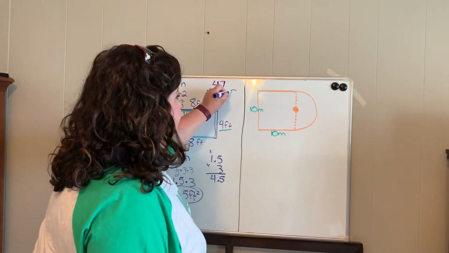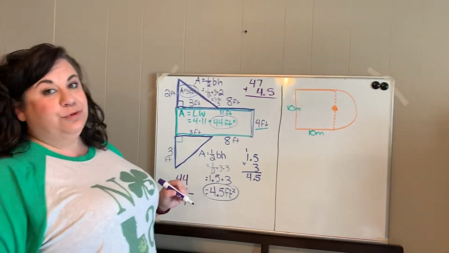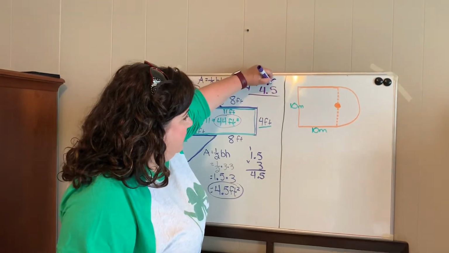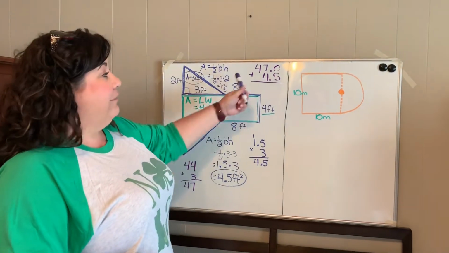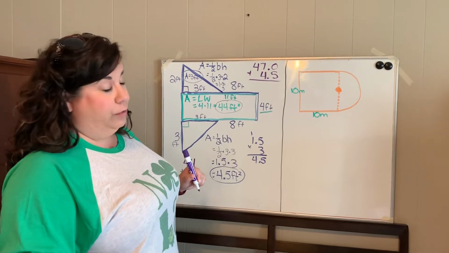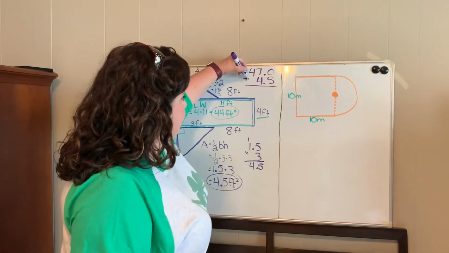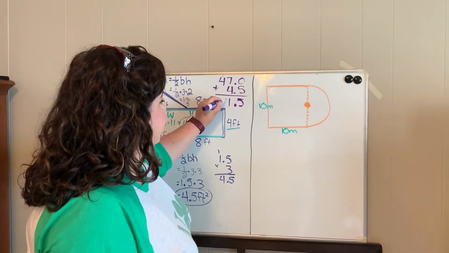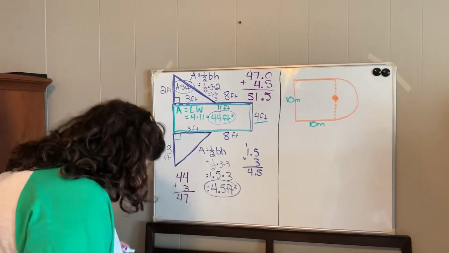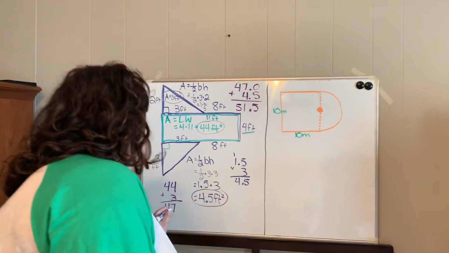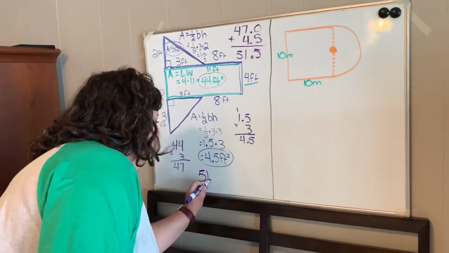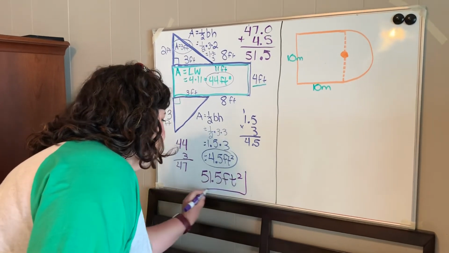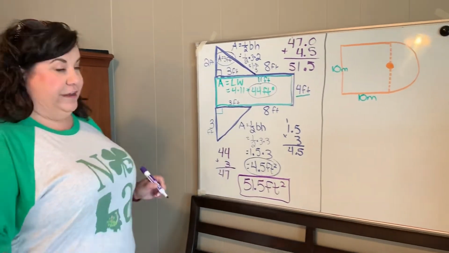Now, don't forget that when you add decimals, you've got to line up those decimal places. So when I add 47 plus 4.5, I've got to do 47.0 plus 4.5. So now I get 51.5. So my answer to this problem is 51.5 feet squared. And that's the final answer.